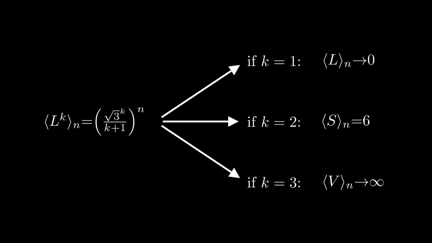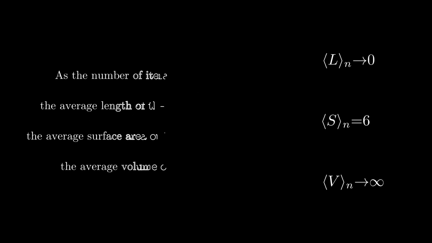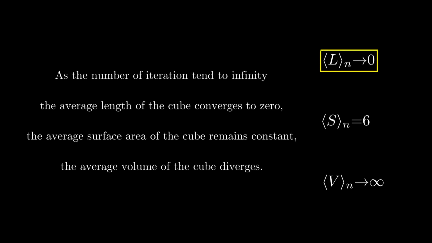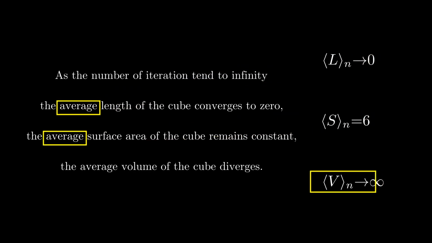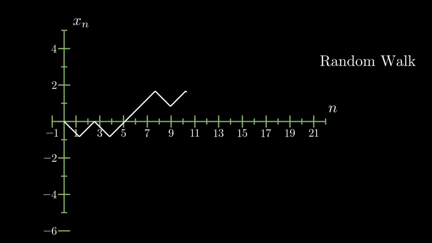So we can conclude that as the number of iterations tends to infinity, the average length of the cube converges to 0, the average surface area remains constant, and the average volume diverges. Now, this may appear paradoxical, but the key word here is average. Of course, at no point do we have a very tiny cube with an infinite volume. Such apparent paradoxes are familiar in the field of stochastic processes, and you may have run into similar apparent paradoxes when studying a simple random walk.